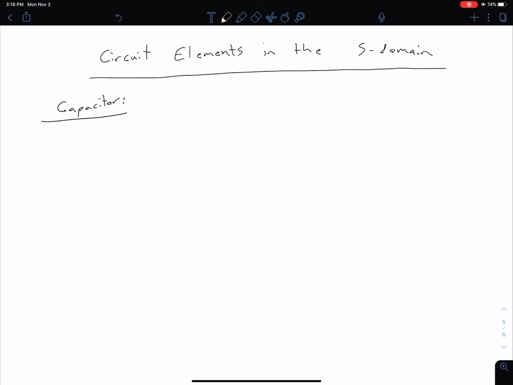So the final circuit element we want to look at how to transform to the S domain is our capacitor. And so our approach is going to be the same as we saw with the other two elements. We want to take the Laplace transform of the IV equation. And so the current voltage equation that we want to focus on is that our capacitor current i(t) is equal to C times dv(t)/dt.